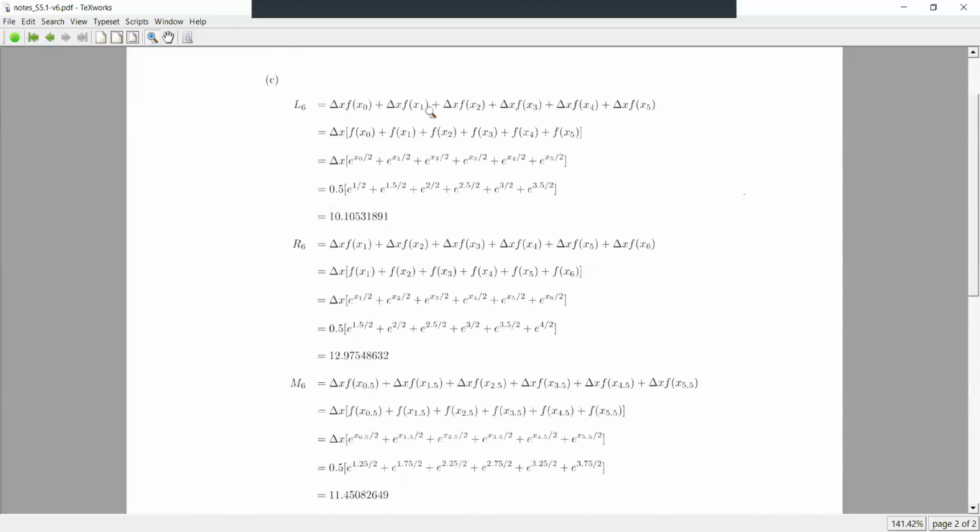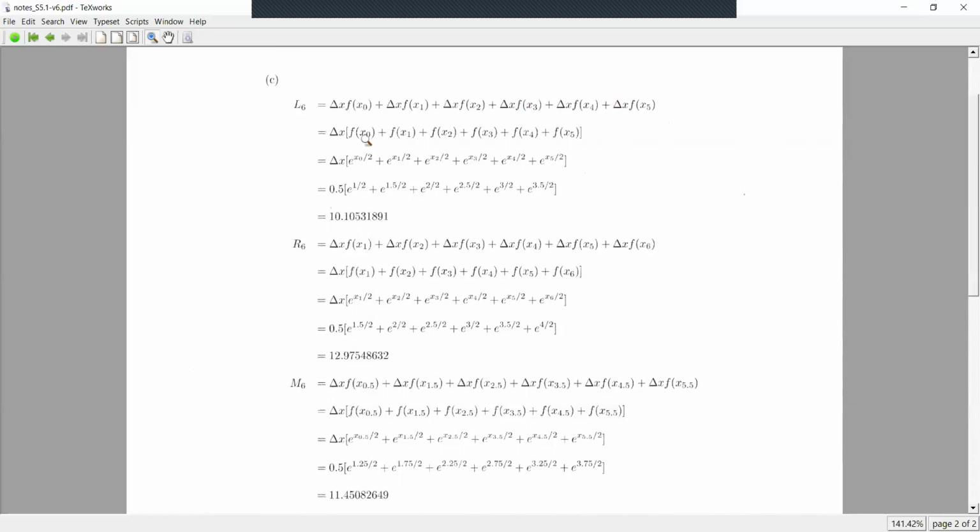The second rectangle is on the second subinterval, whose left endpoint is x1. So the height of the second rectangle is the function value at x1. Base times height is the area of the second rectangle, and so on. Delta x is common to all the terms, so I factor delta x out to get this equation.